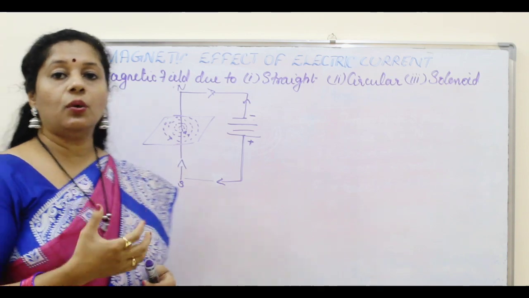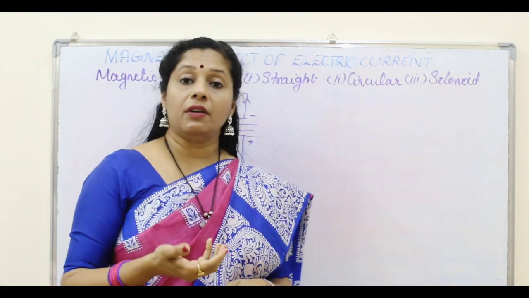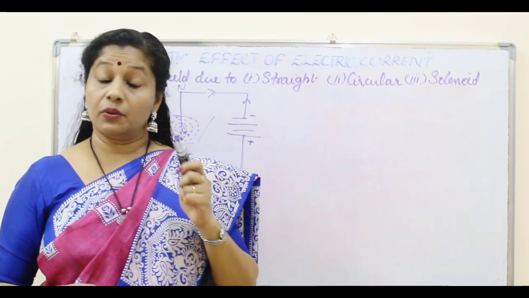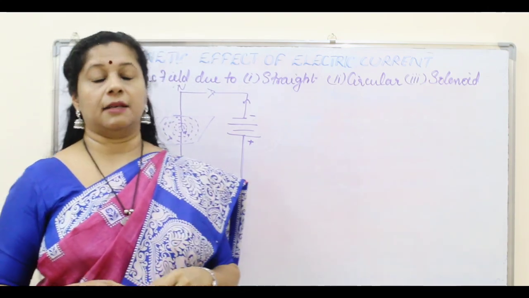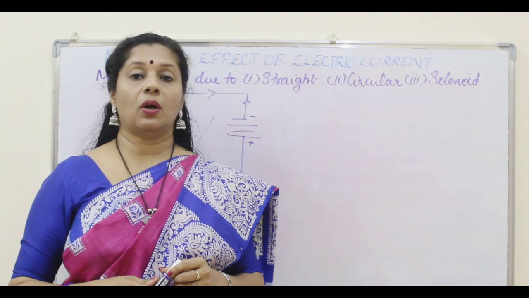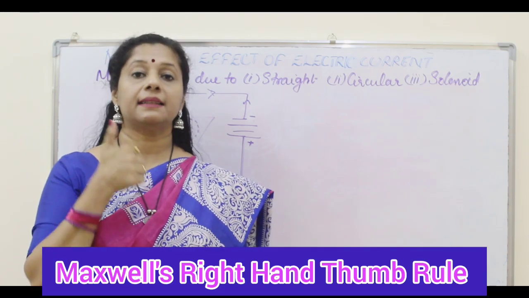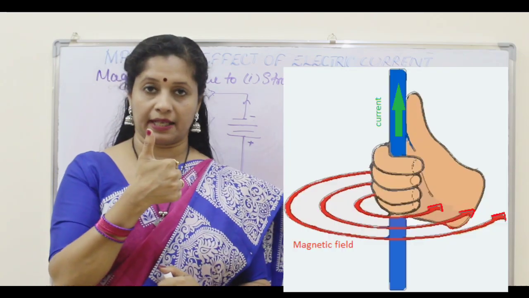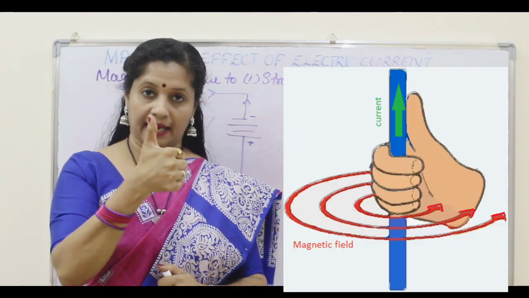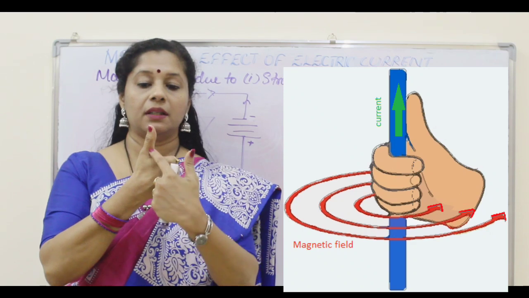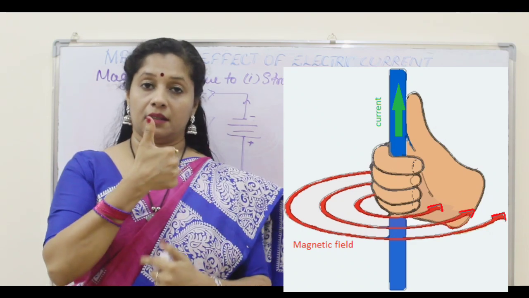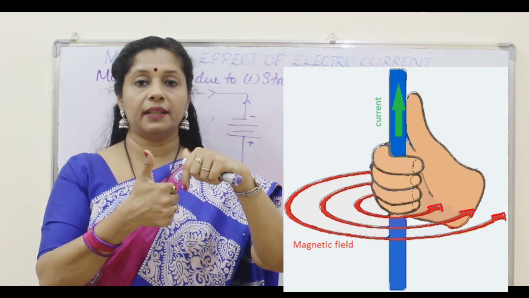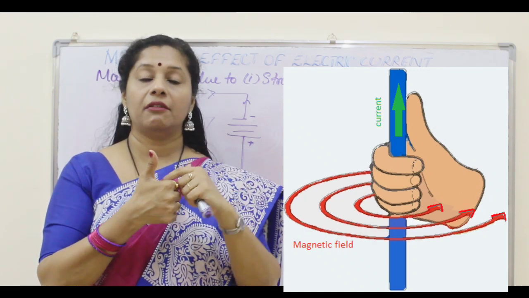That is, sometimes you know only the direction of current. How will you find out the direction of magnetic field lines using a straight current carrying conductor? We are using a rule that is called Maxwell's right hand thumb rule. So this is my right hand and this is the thumb of my right hand. You have to hold your hand in such a way that your thumb is pointing in the direction of the current, whereas your fingers will point in the direction of the magnetic field lines.